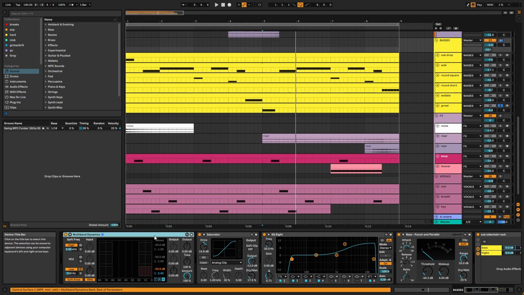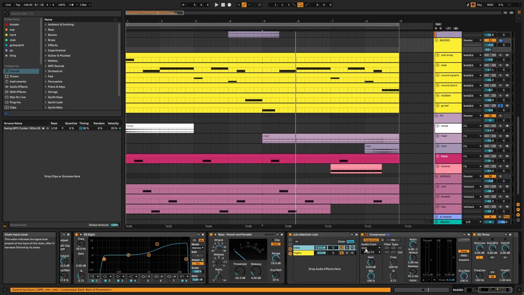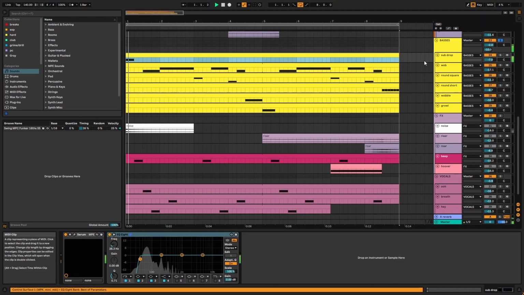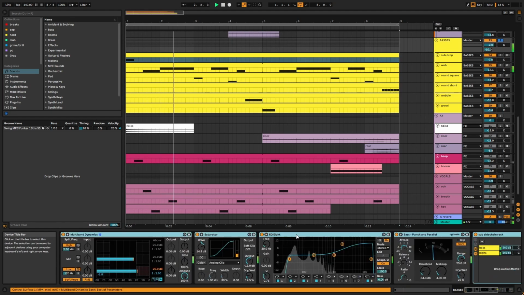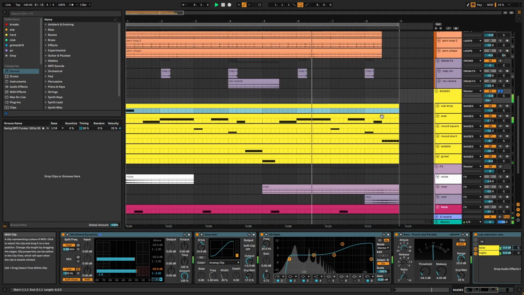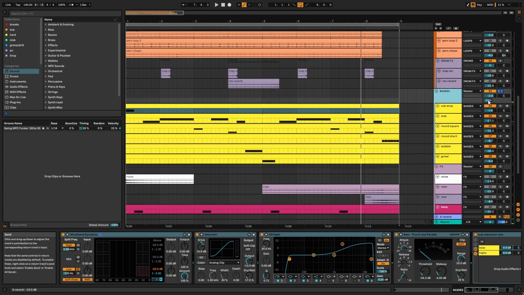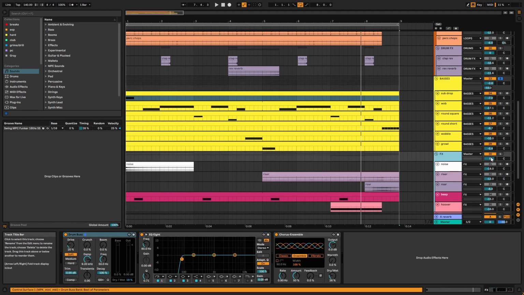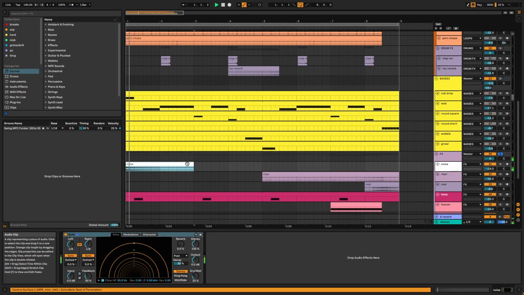On the group, there's multi-band compression of just the lows, saturator, EQ, parallel glue, and sidechain compression of just the lows using the kick as a trigger. Reverb is applied via A. Next, we have the FX.